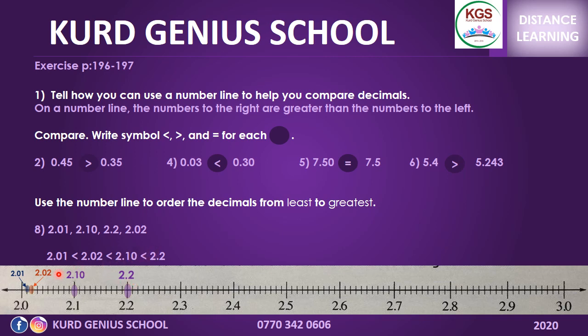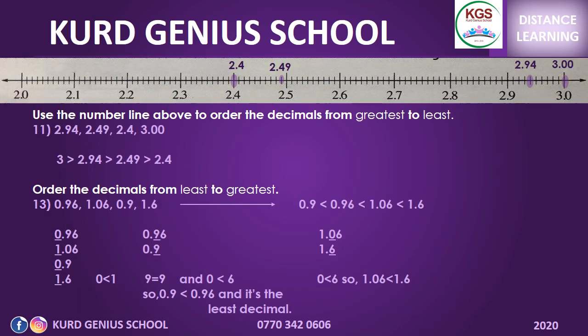So that means 2 and 1 hundredths is less than 2 and 2 hundredths. 2 and 2 hundredths is less than 2 and 10 hundredths. And finally, 2 and 10 hundredths is less than 2 and 2 tenths. So 2 and 2 tenths is the greatest.